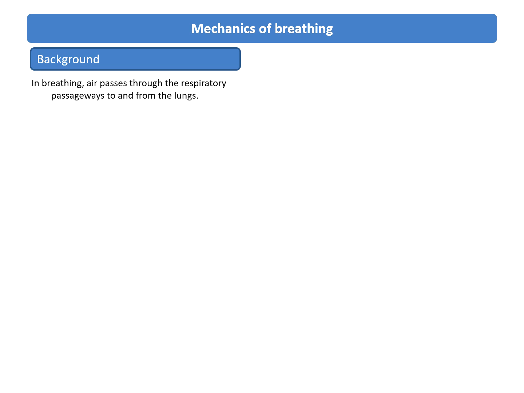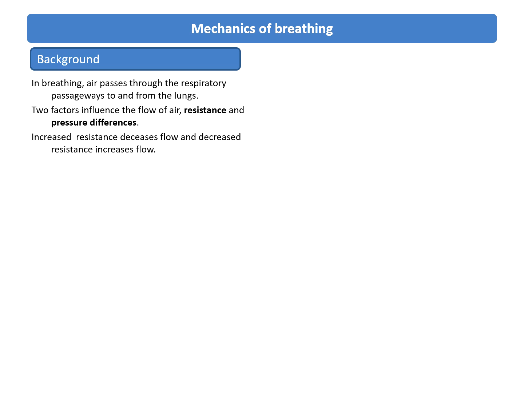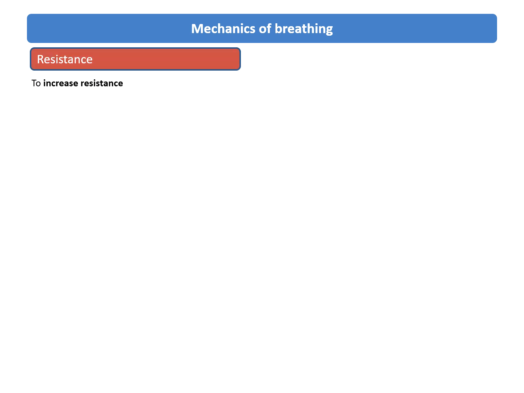In breathing, air passes through the respiratory passageways to and from the lungs. Two factors influence the flow of air: resistance and pressure differences. Now, doesn't this sound familiar? We used these two factors when we discussed functioning of the cardiovascular system. Increased resistance decreases flow, and decreased resistance increases flow. The greater the pressure difference, the greater the flow of air. The less the pressure difference, the less the flow of air.